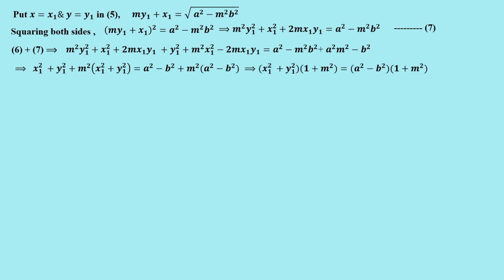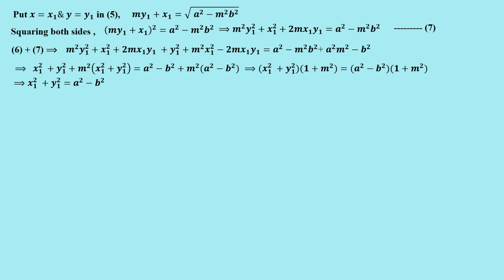So on the left hand side, x1 square plus y1 square is common. Take it outside: (x1 square plus y1 square) into (1 plus m square) equal to. Similarly on the right hand side, a square minus b square is common. Take it outside: (a square minus b square) into (1 plus m square). So 1 plus m square on both sides gets cancelled. So you will get x1 square plus y1 square equal to a square minus b square.